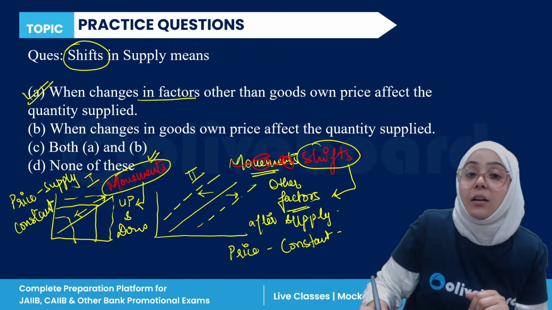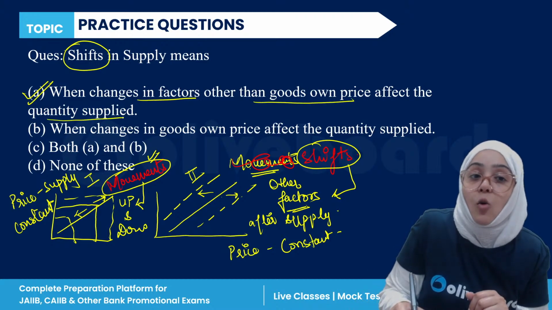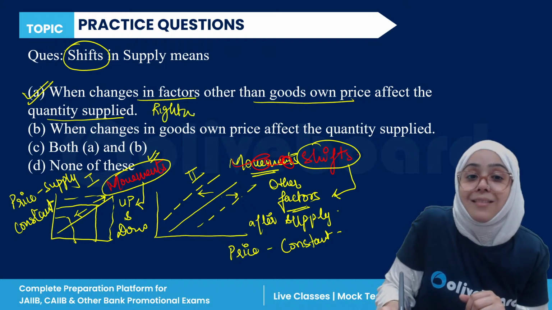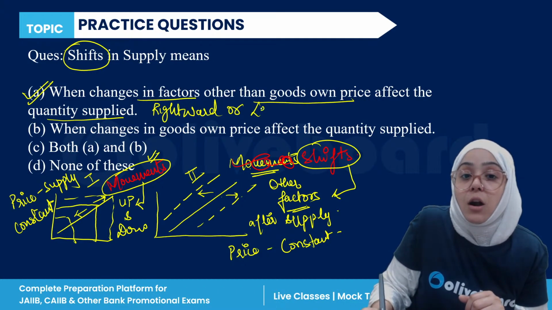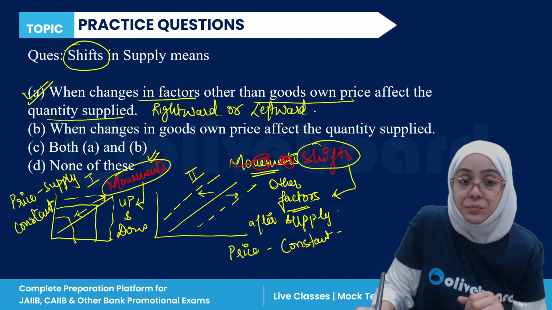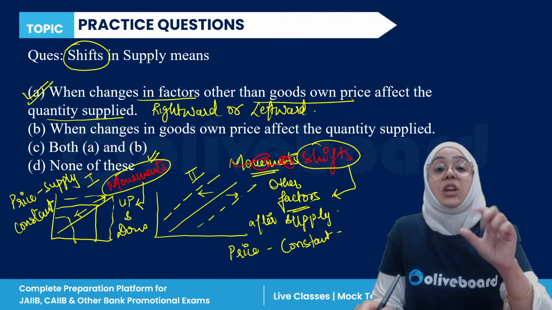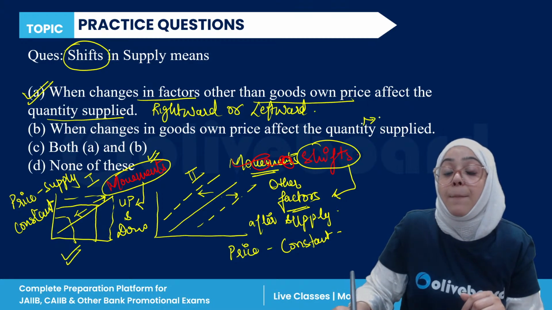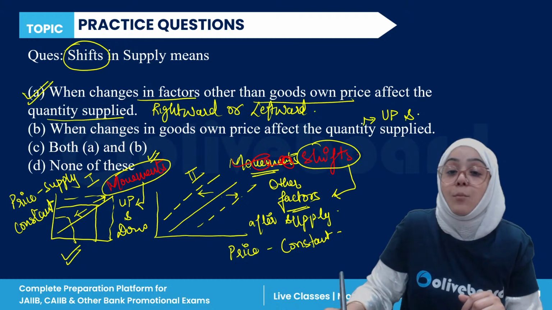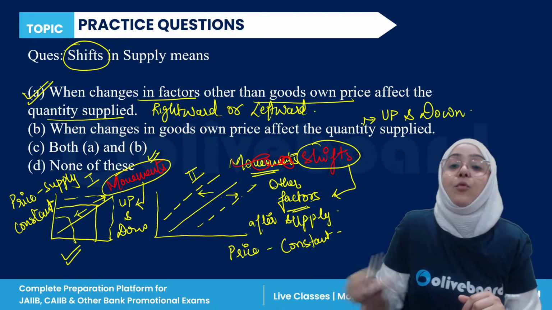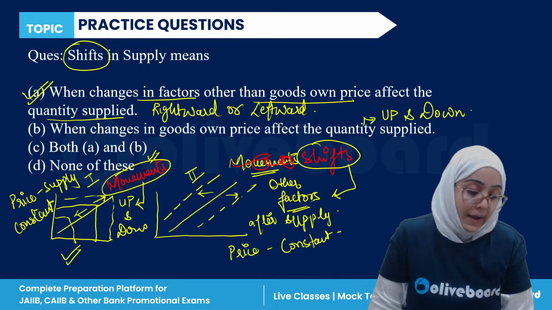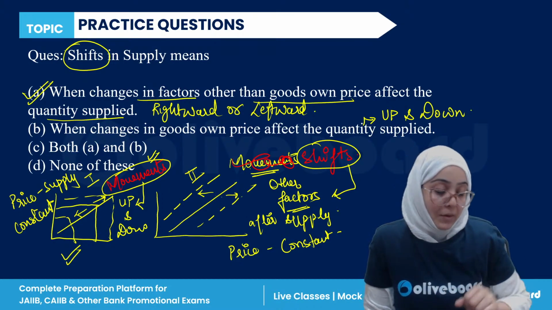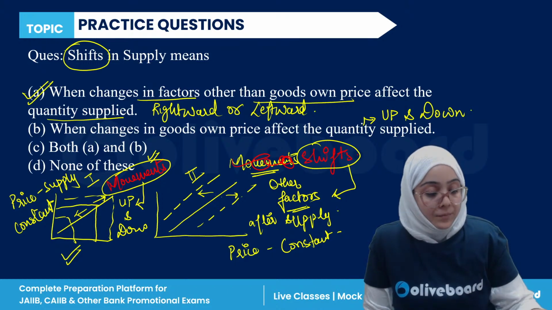So if there are changes in factors other than the good's own price affecting the quantity supplied, then there is either a rightward shift in the supply curve or a leftward shift in the supply curve, right? And when there are changes in the good's own price, then the supply either moves upward or it moves downward. Clear? Okay, done everyone. I will be explaining this in detail in the paid class, so don't worry about that. Okay, everyone, clear till now?